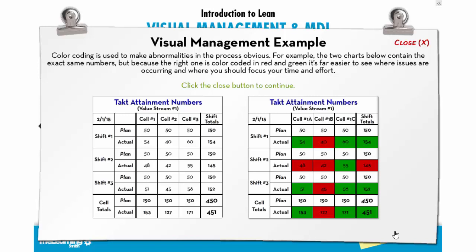For example, the two charts below contain the exact same numbers, but because the right one is color-coded in red and green, it's far easier to see where issues are occurring and where you should focus your time and effort.